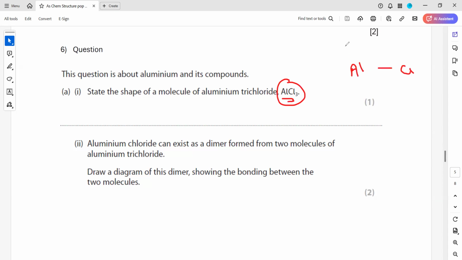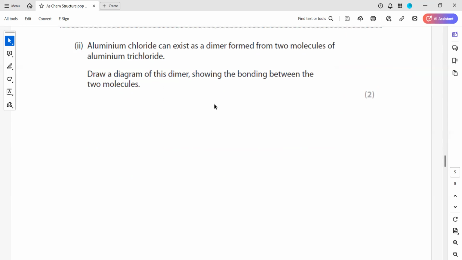So aluminum will form three bond pairs and there's no lone pair. So when we have three bond pairs and no lone pair, what should be the prediction? The prediction will be trigonal planar. According to this, it should be trigonal planar, according to AlCl3.